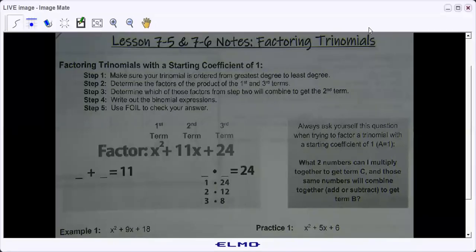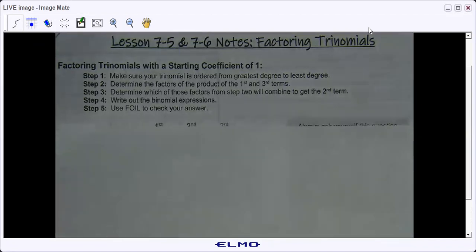Okay, so today we are working on lessons 7-5 and 7-6. There's a little bit of a variation between each lesson, and as we go through the lesson, I'll explain what that is. So, one thing that we have been doing is I'm gonna cover up the notes for just a second to show you something.